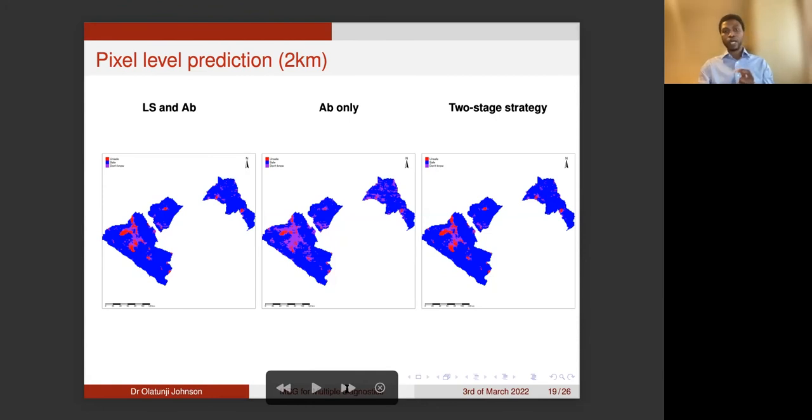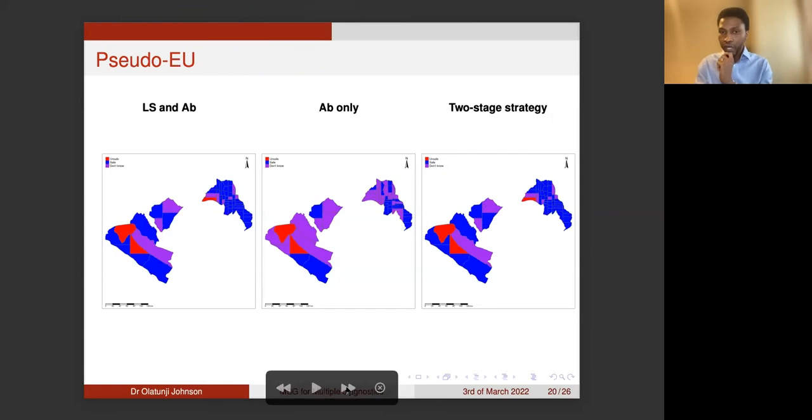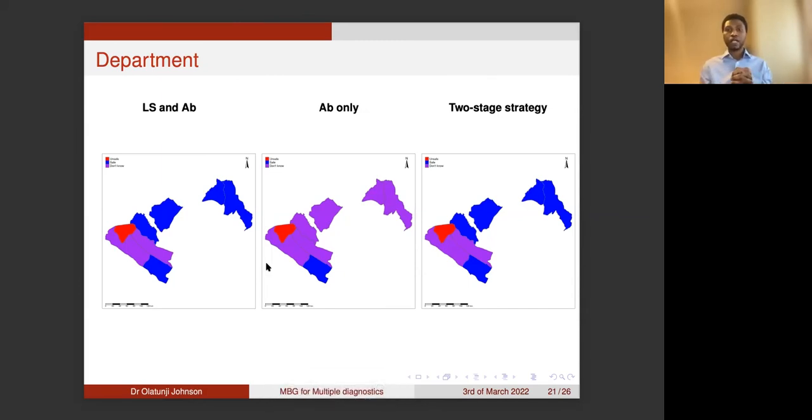So we went further and looked at how the prediction looks at our Pseudo-EU level. There, the lower scope and antibody combination in the left panel and the right panel also look pretty much the same. That is telling us that with our two-stage approach, you don't need to carry both equipment to the field at once; you could just use our two-stage strategy. The third one is the map over the department. We also did the prediction over the department, and we can see clearly that the left panel and the right panel are pretty much the same. You can see this clearly because there are just eight of them. But we can see the uncertainty, the don't know areas, when we use antibody alone.